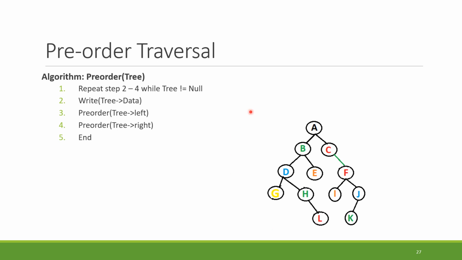So consider this example. This is a binary tree. Here the root node is A. So first we will write the root node. Then go for the left subtree. In this left subtree, again first you will write the root node, which is B. Then you will go for the left subtree.